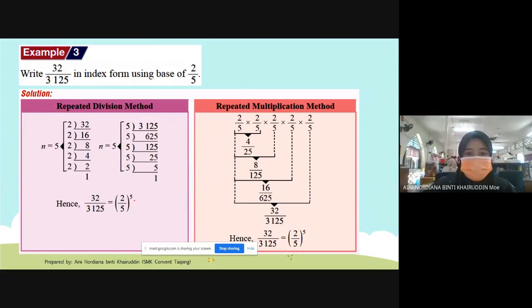to the power of 5. If you want to use the repeated multiplication method, then you do 2 over 5 times 2 over 5, you get the answer. Then the answer you times with 2 over 5 is 8 over 125. 8 over 125 times 2 over 5 is 16 over 625. Then times again with 2 over 5 until you get the question, 32 over 3125.